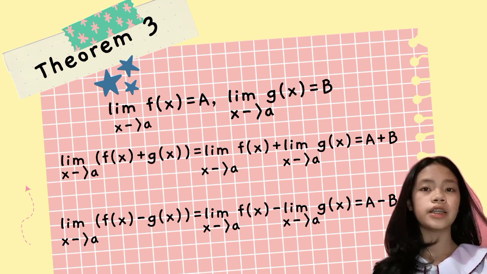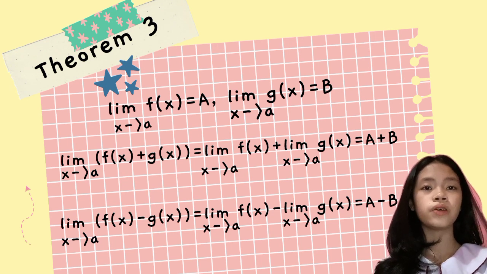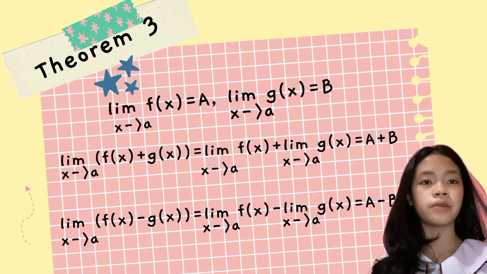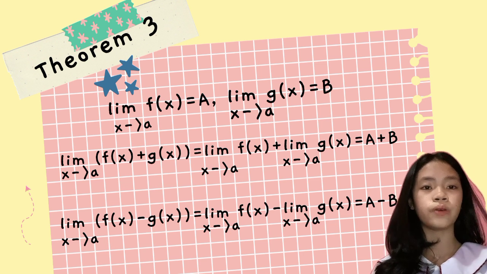In difference, the limit of f of x minus g of x as x approaches a is equal to the limit of f of x as x approaches a minus the limit of g of x as x approaches a, which is equal to a minus b.